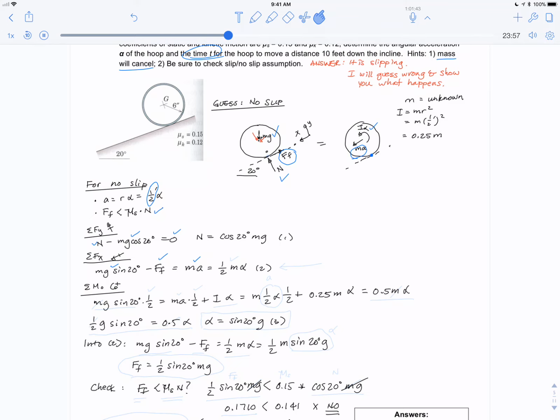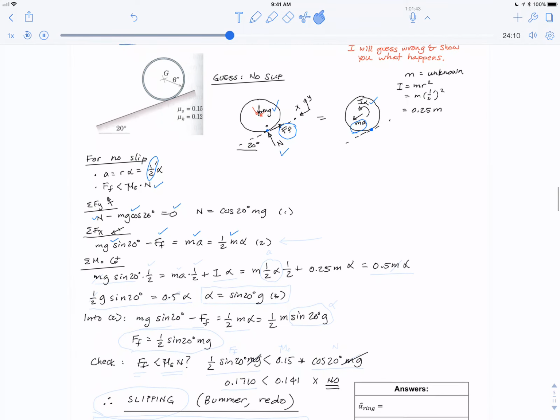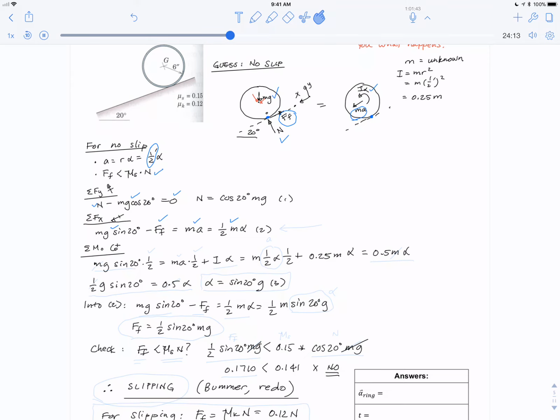And we just did the kinematics. A is actually the radius, 1/2 foot, times alpha, so I just put in A as 1/2 alpha, so 1/2 m times 1/2 alpha, or 1/2 m alpha. Okay, and then again, I'm choosing to take moments about the bottom so that the N and the friction force don't come into play. So taking moments about the bottom, the X component of the weight is mg sine 20 degrees. The moment arm is the radius, which is 1/2 foot. On the right-hand side, taking moments about the bottom, same thing, ma times its moment arm, the radius of 1/2 foot, and you just add in I alpha.